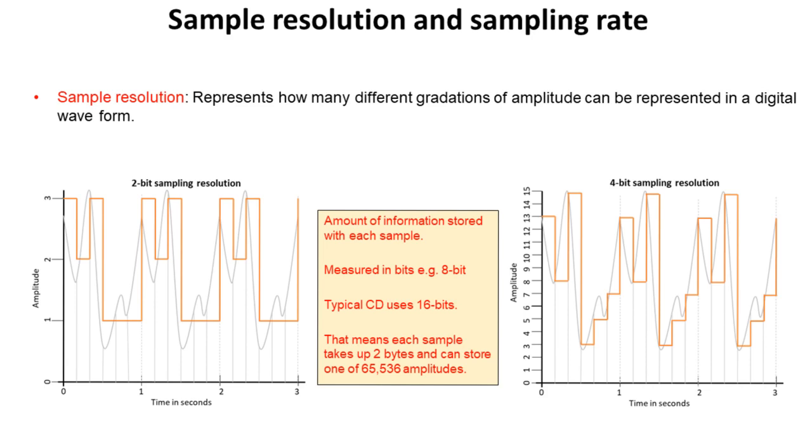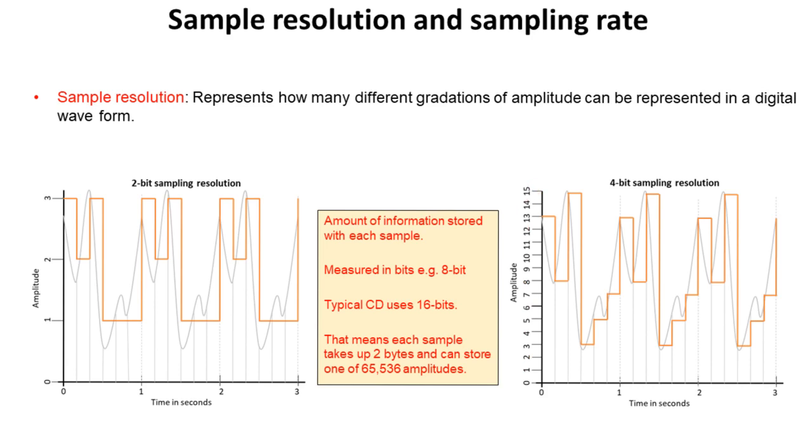Now over here, I've got 16 gradations of amplitude being recorded, and once again you can now see that the digital wave that I end up with is a lot more accurate representation of the original analogue wave, so this is going to sound better. Of course, because every sample now requires storing one of 16 values, I need 4 bits, as 4 bits can hold up to 16 combinations of zeros or ones.